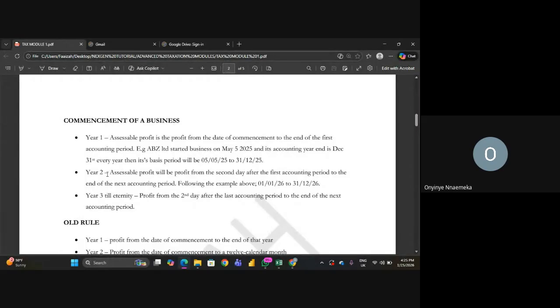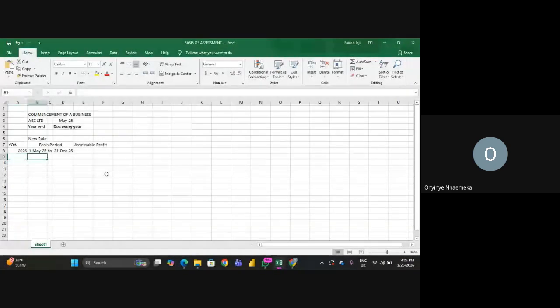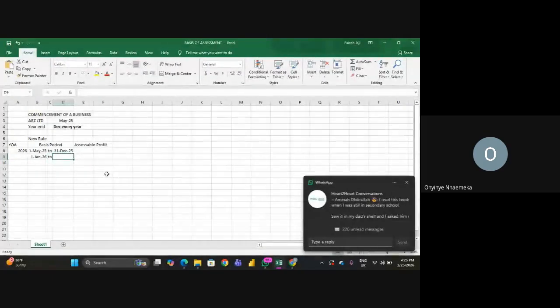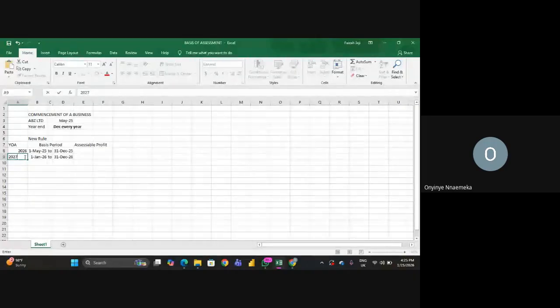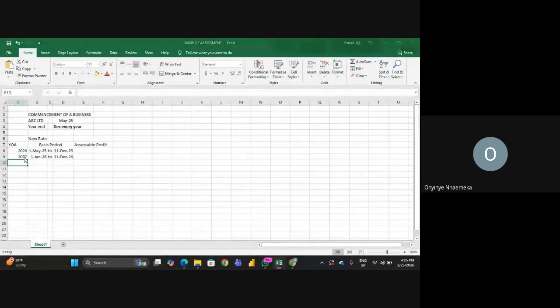Now year two says that the assessable profit will be the profit from the second day after the first accounting period, to the end of the next accounting period. So now this is as simple as saying, what is the second day after the 1st December? Of course, it's 1st January 2026 to the next accounting end. The accounting end is December every year. So we are still looking at December 2026. Now, the year of assessment, of course, is going to be the following year, which is 2027. I hope we are good.